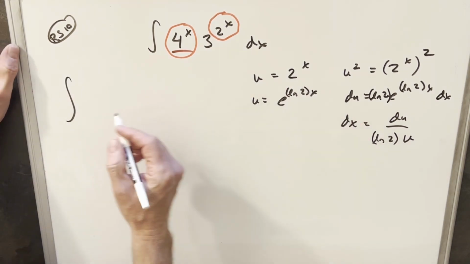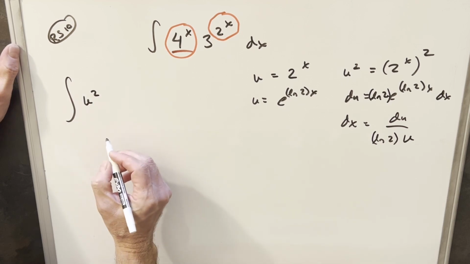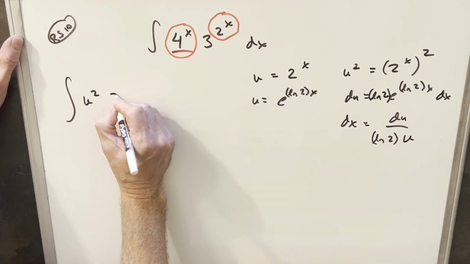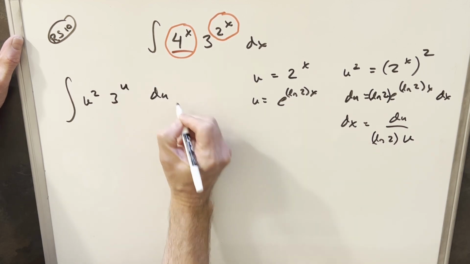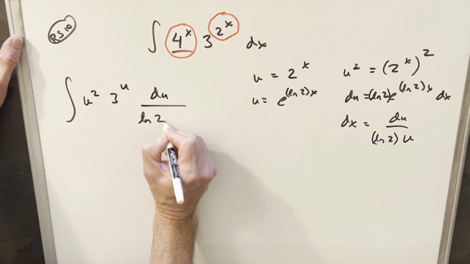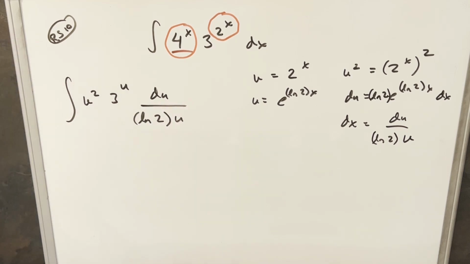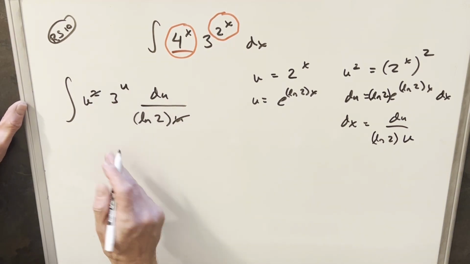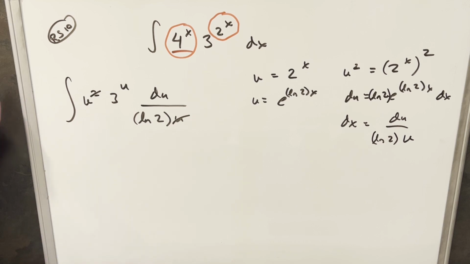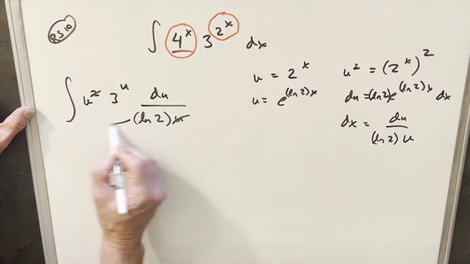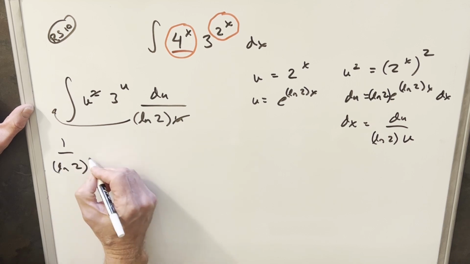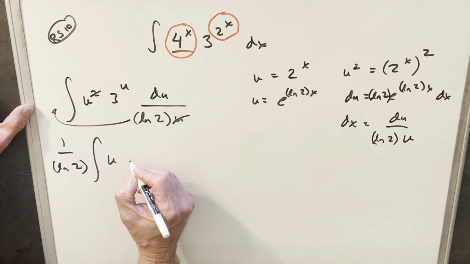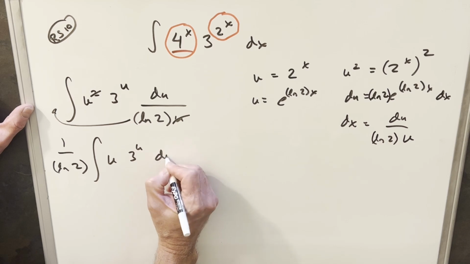So our 4 to the x again is going to be just u squared, and then 3 to the 2 to the x is just going to be 3 to the u, and then our dx is this thing, du over ln 2 times u. Well, then I can cancel one u with the u here, so we'll just have a u out front here. And then I can take this 1 over ln 2 out front of my integral, so our integral is going to be u times 3 to the u du.